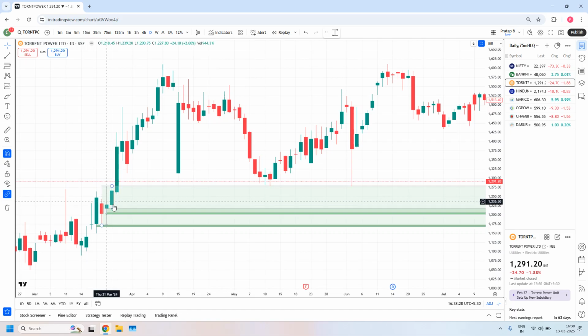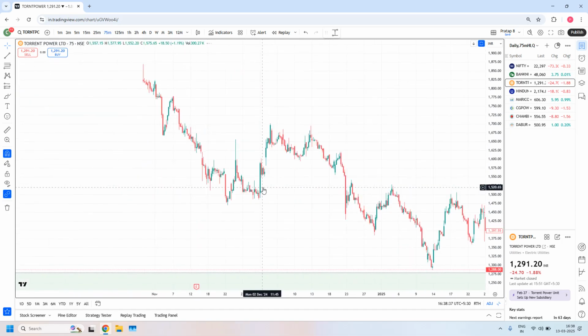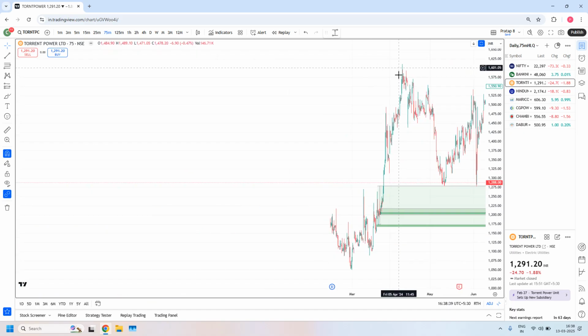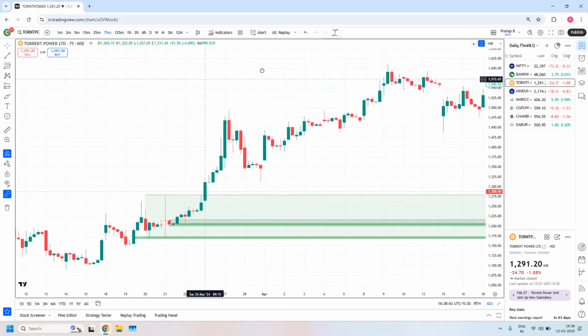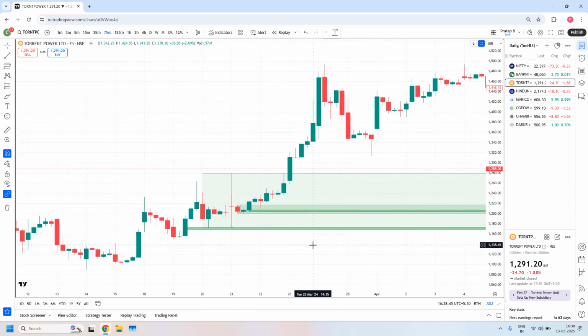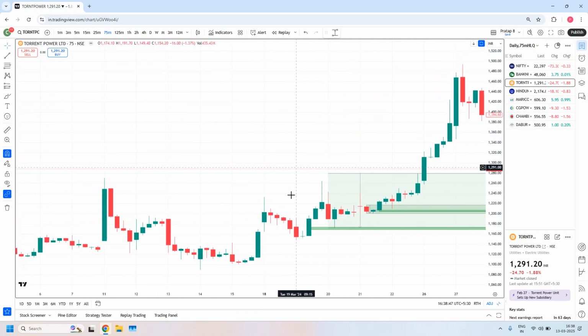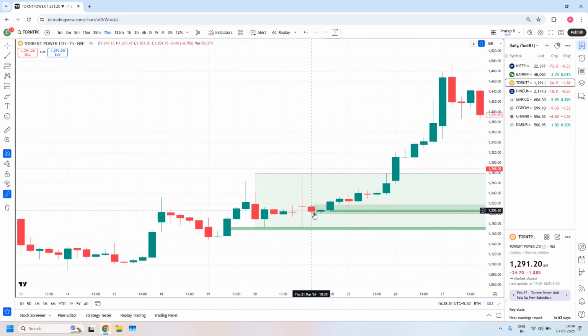Maybe drop, 2 base candles, rally. I think both are valid scenarios. Okay, this one is fine-tuned to 75 minutes. In the 75 minutes time frame, we have a drop base rally.